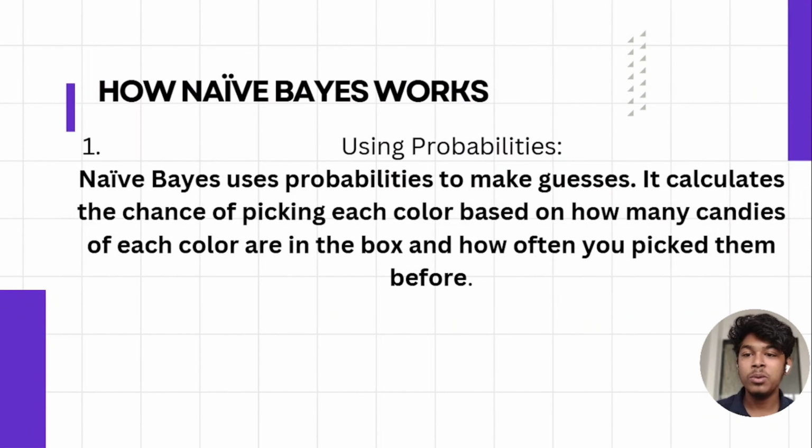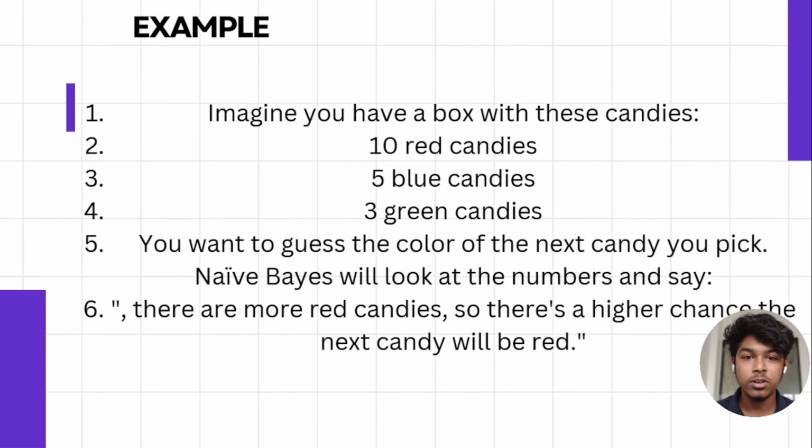And using probabilities. Naive Bayes uses probabilities to make guesses. So it calculates the chance of picking each color based on how many candies you have drawn from the box, or how often you picked them before. So let's take an example. Imagine you have a box with these candies: 10 red candies, 5 blue candies, 3 green candies. You want to guess the color of the next candy you pick. So red has a higher chance.